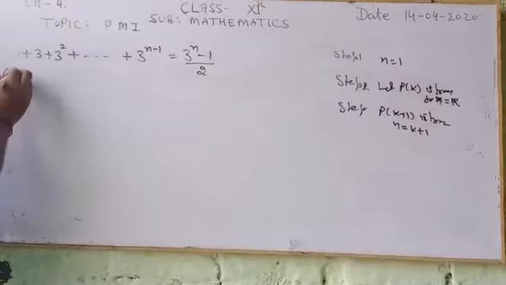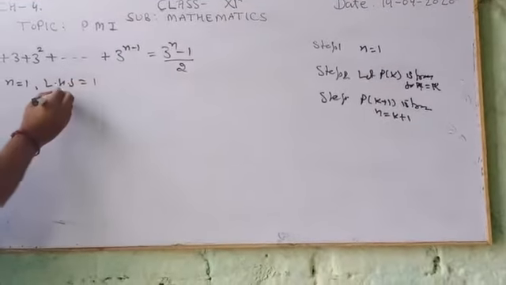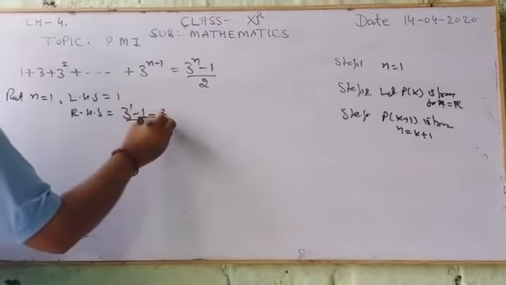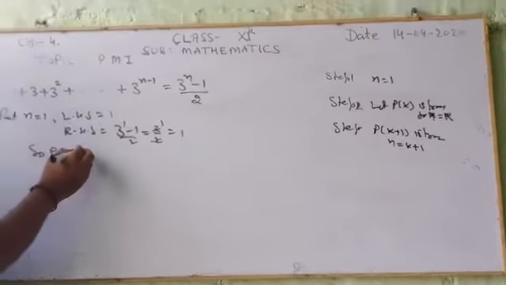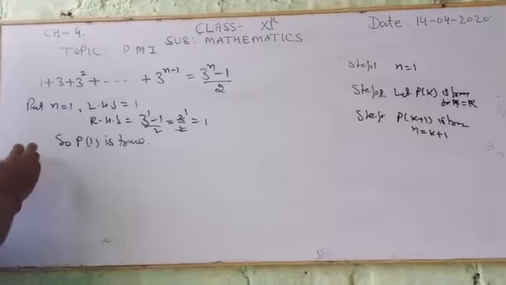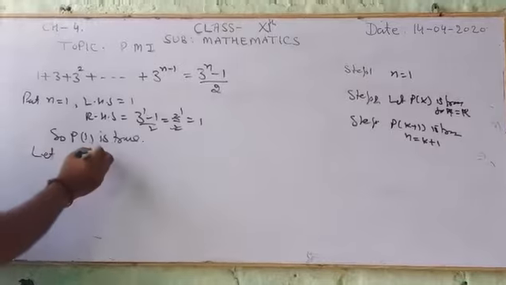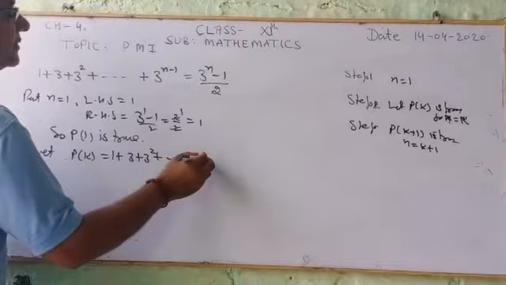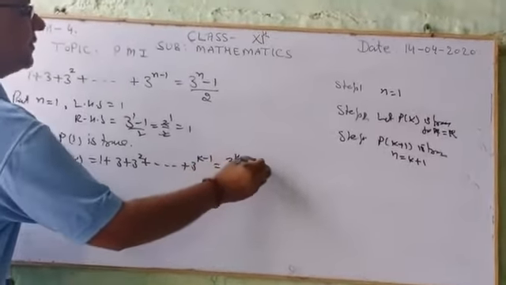Put n equal to 1. On the left hand side we get 1, and on the right hand side that is 3 raised to power 1 minus 1 upon 2, that is 2 upon 2, also equal to 1. So P1 is true. In step second, let Pk: 1 plus 3 plus 3 square up to 3 raised to k minus 1 equal to 3 raised to k minus 1 upon 2 be true.